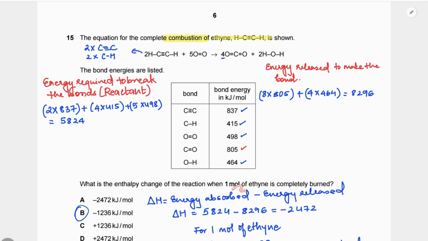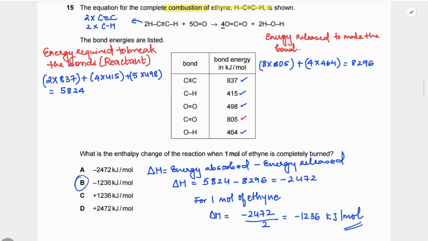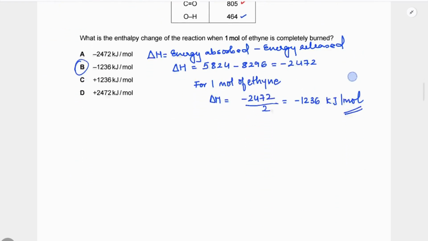Now the question says, when 1 mole of ethane is completely burned. So for 2 moles of ethane, I am getting minus 2472. So what will it be for 1 mole of ethane? You use the unitary method, you divide by 2, and you get minus 1236 kilojoule per mole. So the correct answer is B. Next question.